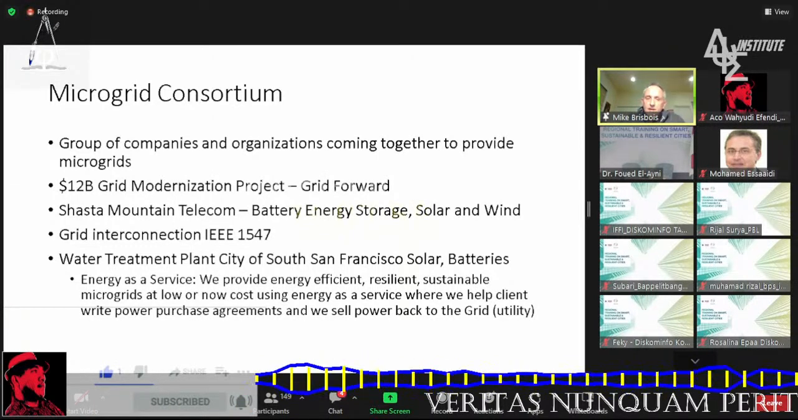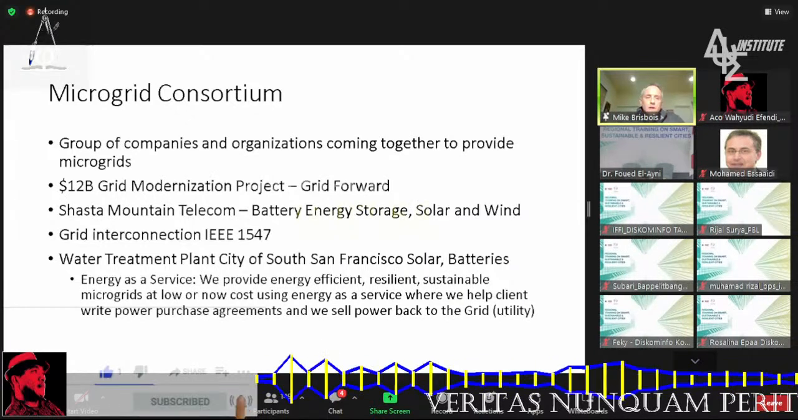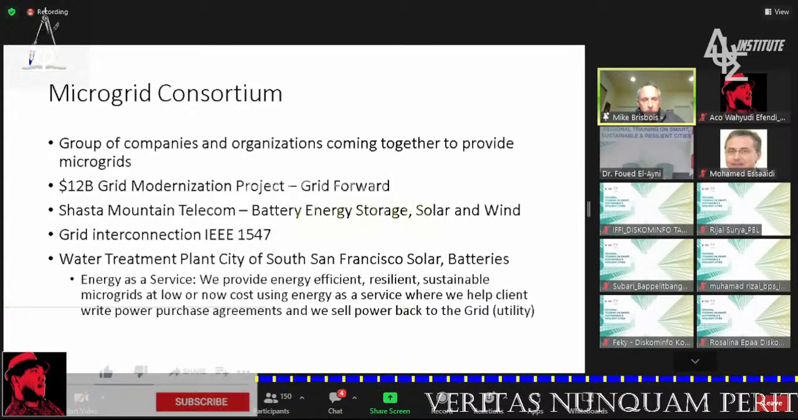We're also working with the IEEE 1547 interconnect and the IEEE 2030 grid connections, and I believe there's a new one out for 2030 for remote microgrids. We've been working with some of the folks in Tibet, so that was nice to see how they carry the batteries up the mountain.